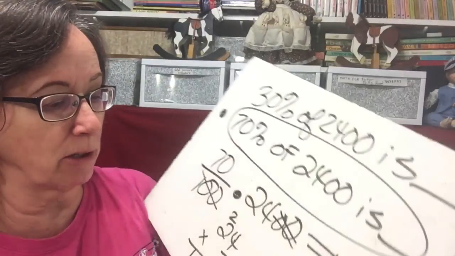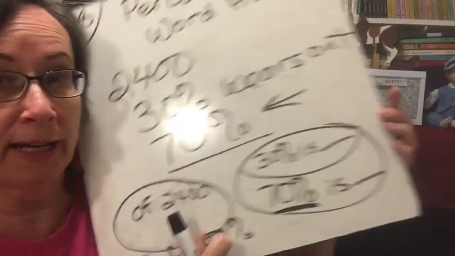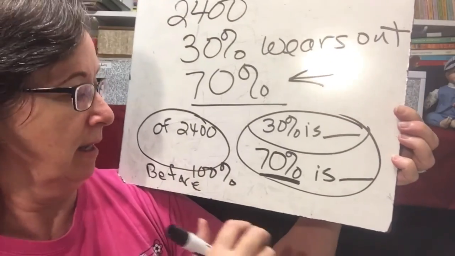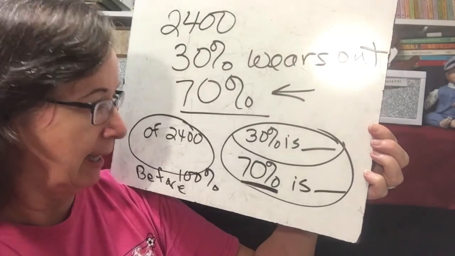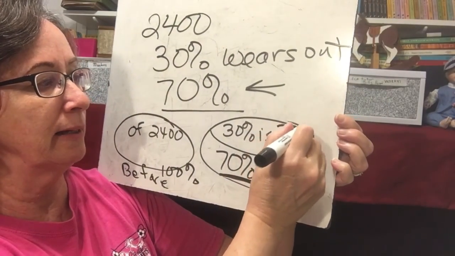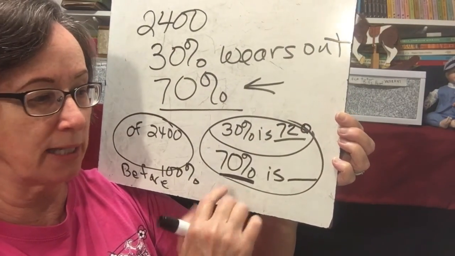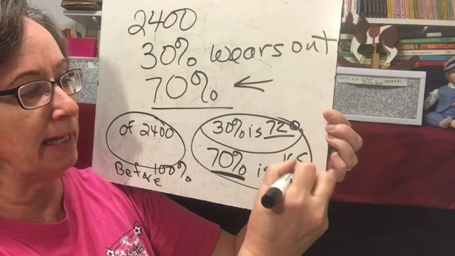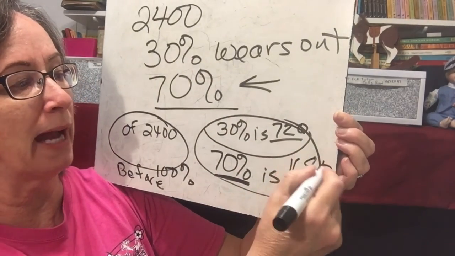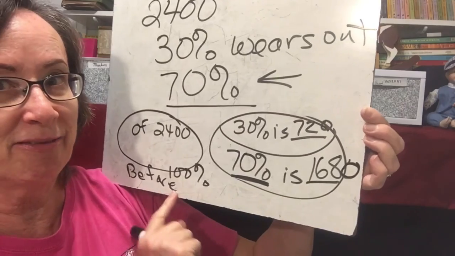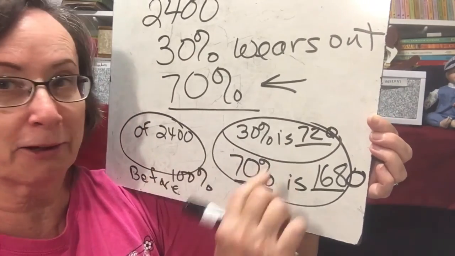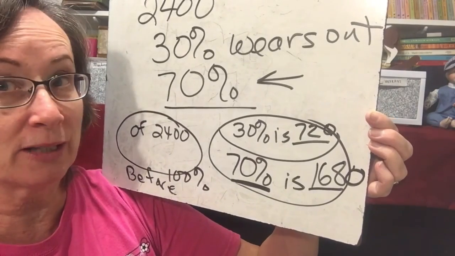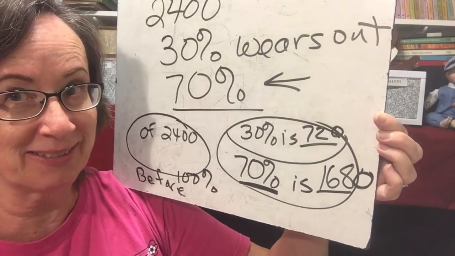So going back to our little chart here, we would finish up by putting the 30% is 720 and the 70% is 1,680. We always want to go back to our diagram and fill in the parts to the egg and the cracked egg so that you have your diagram on your homework sheet.